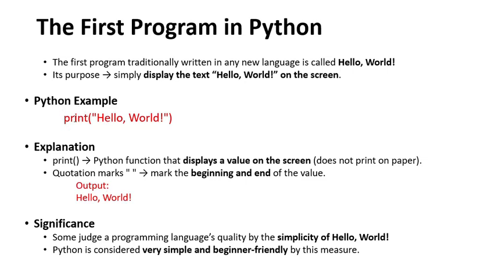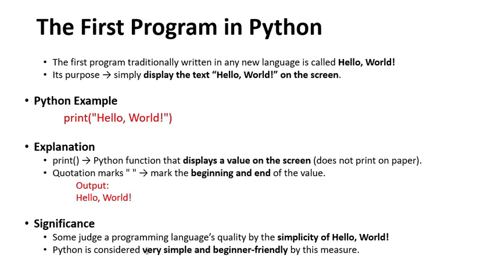Got it? Print is to display on the screen. Whatever is there inside this print, it will display on the screen. Explanation: I will tell you what print is. It is a Python function that displays the value on the screen, meaning whatever is inside the print function, it will display as it is on the screen. Got it? It doesn't print on paper. And why do we use quotation marks? They mark the beginning and end of the values. Here is the beginning of this value, and here you can see this is the end of that value.